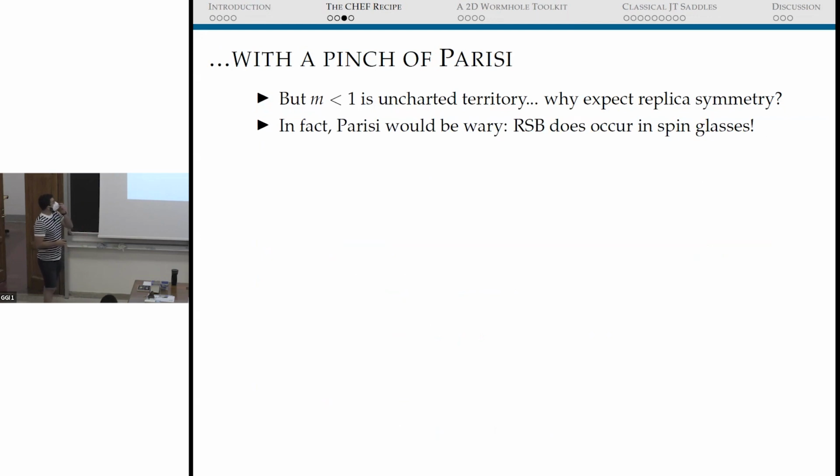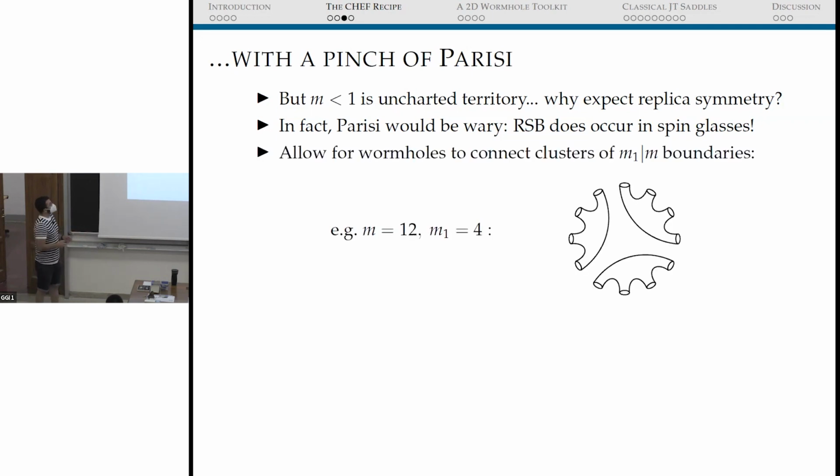So we can ask Parisi, and Parisi would say, well, in spin glasses, actually replica symmetry breaking does occur, and it's important. You have to consider it. So let's try to incorporate some of this replica symmetry breaking in a one-step ansatz. We're going to do something very simple, which is to consider contributions which are neither fully disconnected nor fully connected, but something in between in a way that we can handle. So suppose we have 12 boundaries. We could consider configurations where we have them connected in clusters, say clusters of 4 boundaries. Each of the clusters replica symmetric within itself.